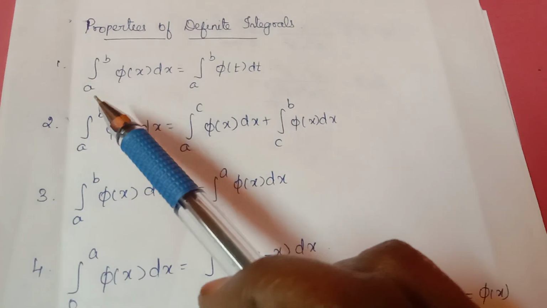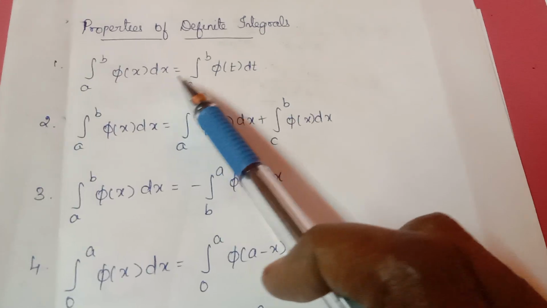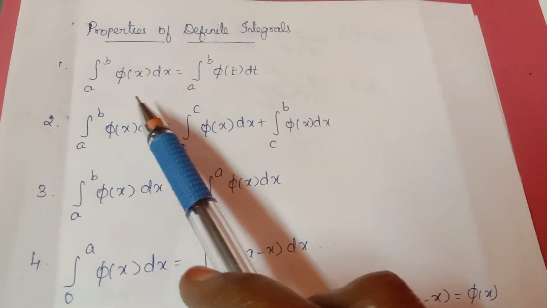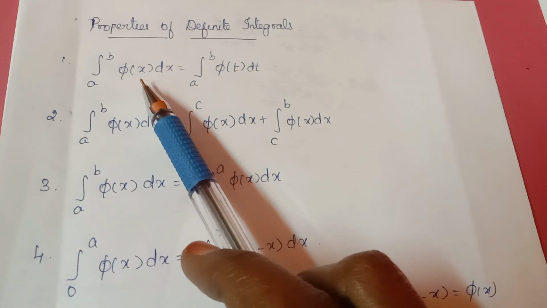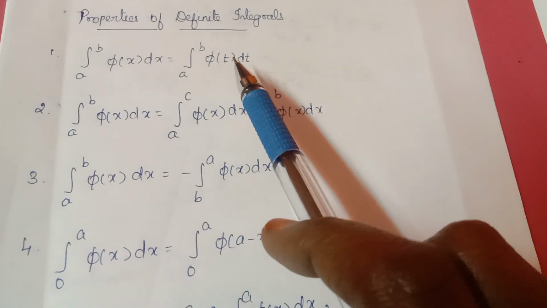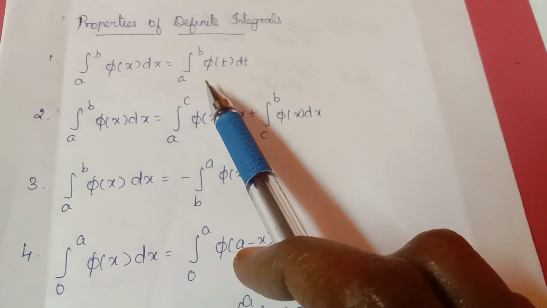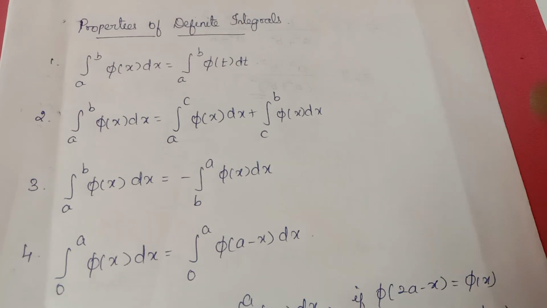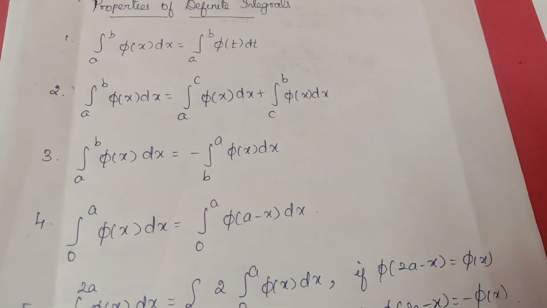The first one is integral a to b phi of x dx is equal to integral a to b phi of t dt. This means that here x is the variable. If you change the variable x into another variable t, that won't affect the value of the integral. That is, the variable of integration may be replaced by any other variable.